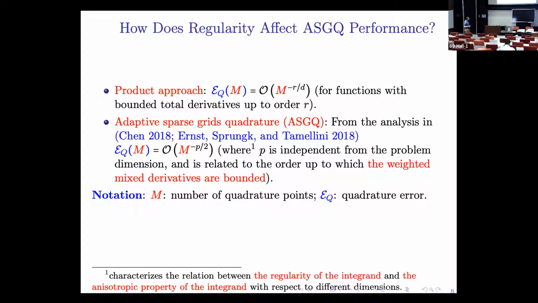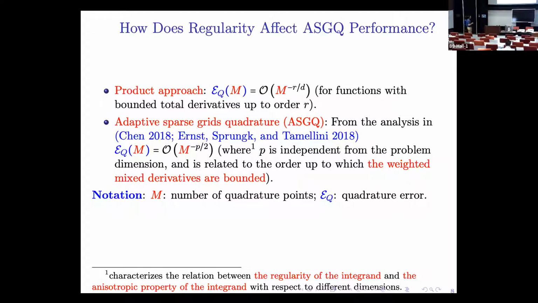This can be alleviated by considering adaptive sparse grids. As has been shown in these recent works by Shen and also Tamellini and their co-authors, you can get a better rate that does not depend on the dimension of the problem, where P can be intuitively thought of as the relation between the regularity of the integrand and the anisotropy that you have in the problem with respect to the different dimensions. I should also note that this is related to the order of weighted mixed derivatives that you have bounded in your problems.